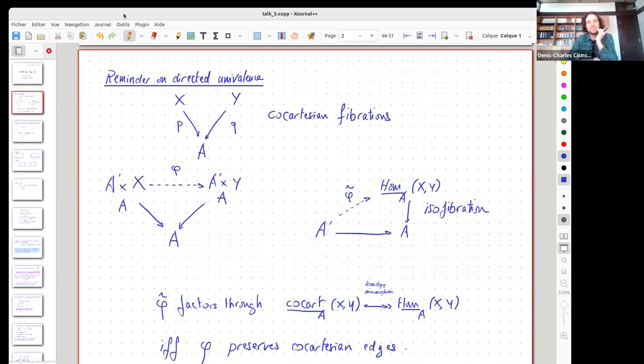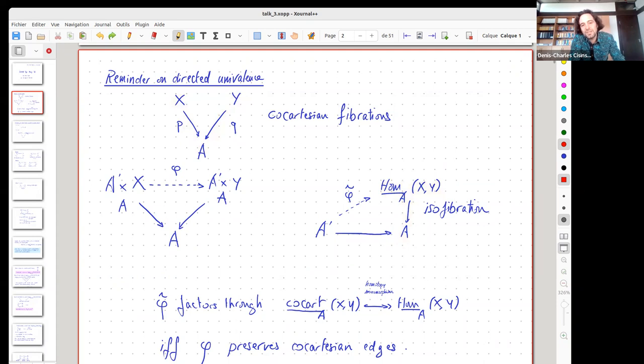I'd like to come back to the directed univalence. I will state it in a way which introduces slightly fewer axioms, and you can prove that you can go back and forth between the two formulations. Remember that to formulate the directed univalence, first we have to introduce this internal hom over A. Given the two co-Cartesian fibrations over A, X and Y, we want to introduce this internal hom.